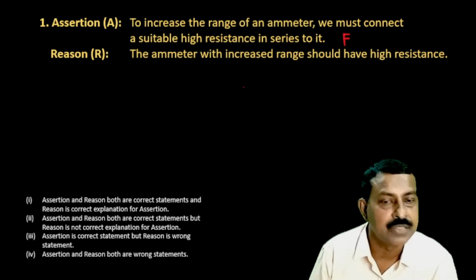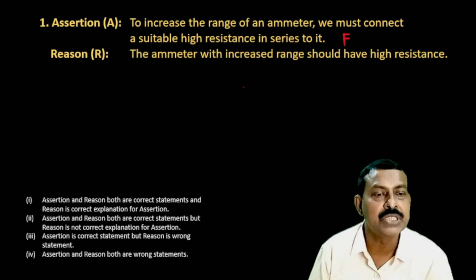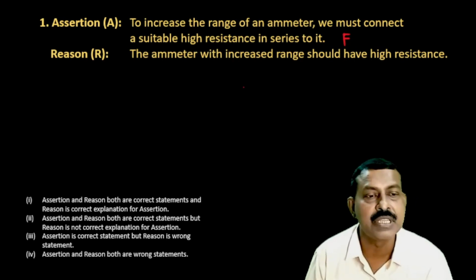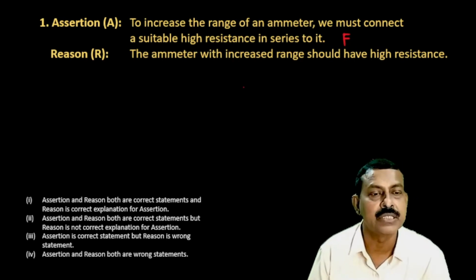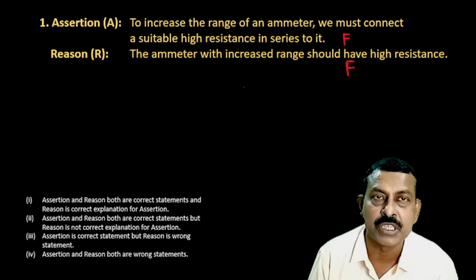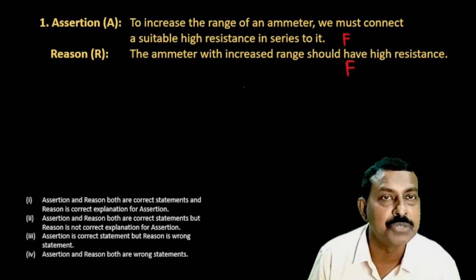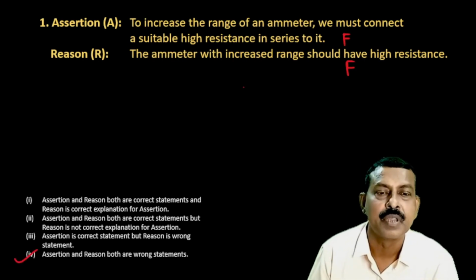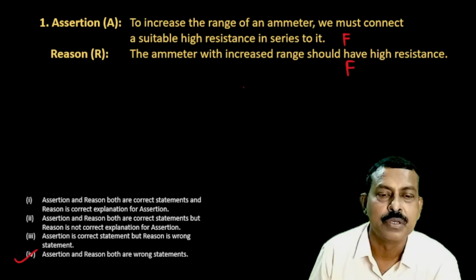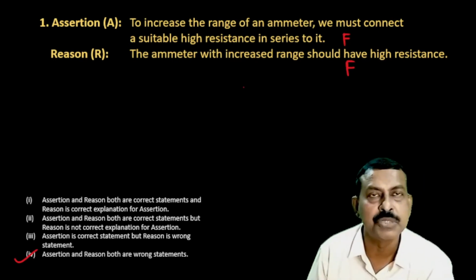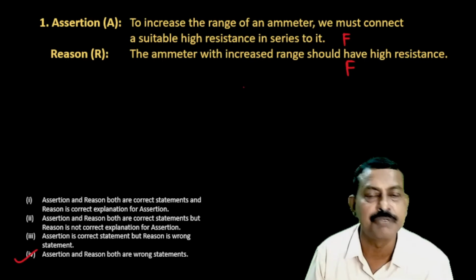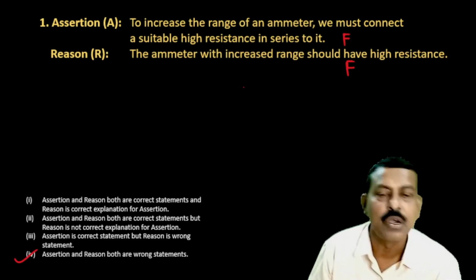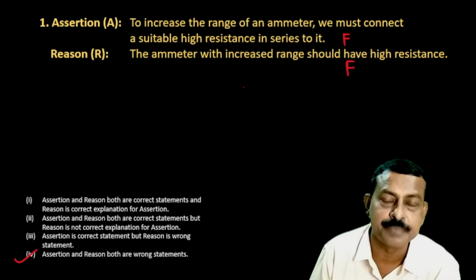Second one, that is the reason: the ammeter with increased range should have high resistance. Again, an ammeter should have low resistance. So obviously in this particular case, this is also a false or wrong statement. So in that case, which is the correct option? Definitely the fourth one is the correct option, because both are wrong. Once we know what the options are, we don't have to go through those different options. Once we have seen that both are wrong statements, obviously the fourth one is the correct option.